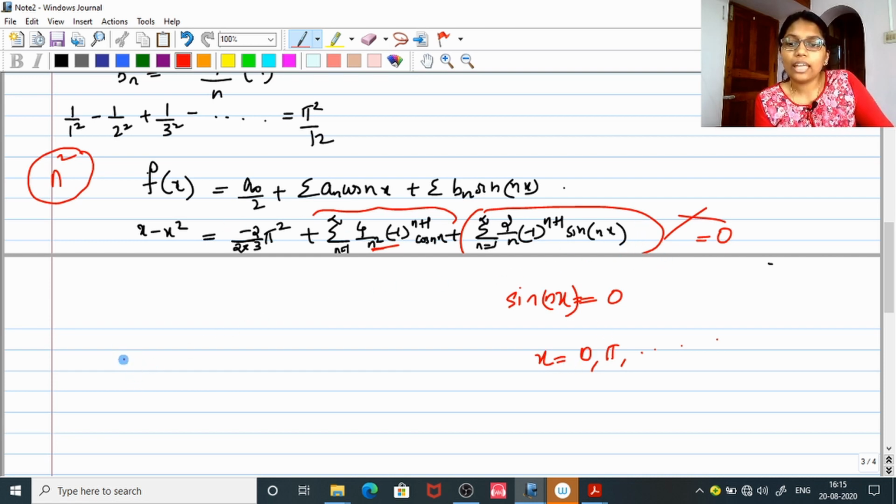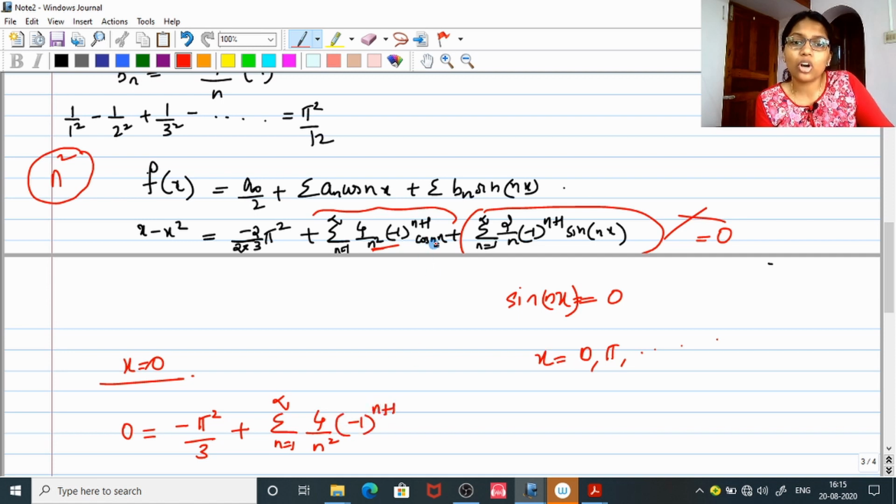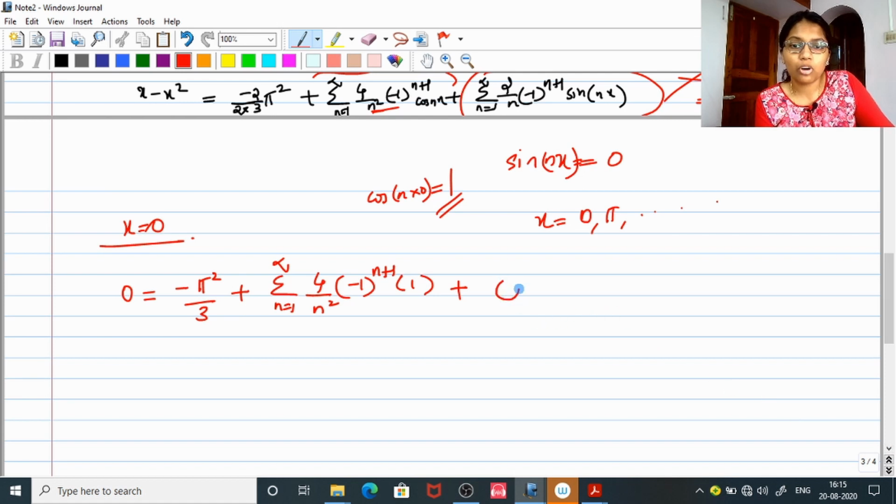So when x is equal to 0, this term is going to be 0 minus 0 square, which is 0, equal to minus pi square by 3 divided by 2, the 2 gets cancelled off, plus sigma n equal to 1 to infinity 4 by n square minus 1 raised to n plus 1. What is cos nx? Here cos n into 0, which means cos 0, is 1. So it is simply 1, and here sin 0 is 0. So we just arrived at this simple small equation.